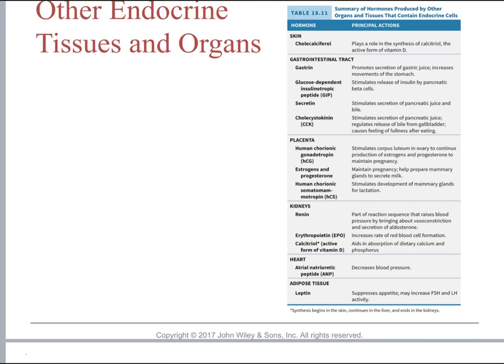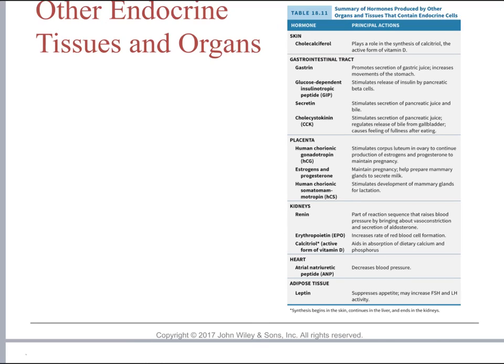The kidneys secrete renin, part of that renin-angiotensin-aldosterone system, which is part of the reaction sequence that raises blood pressure by bringing about vasoconstriction and secretion of aldosterone. EPO, erythropoietin, is going to stimulate an increased rate of red blood cell formation. Calcitriol, there we go again, that active form of vitamin D, aids in absorption of dietary calcium and phosphorus. The heart secretes ANP, or atrial natriuretic peptide. This is going to detect overstretch of the atria, therefore decreasing blood pressure.